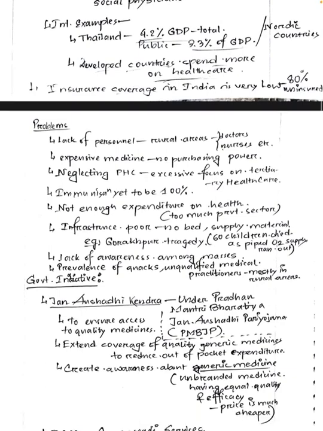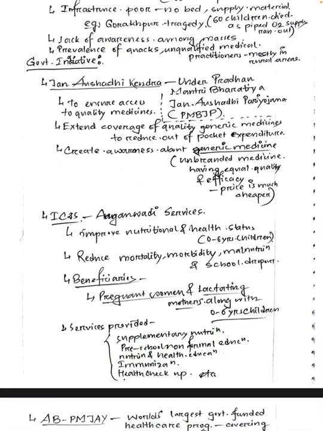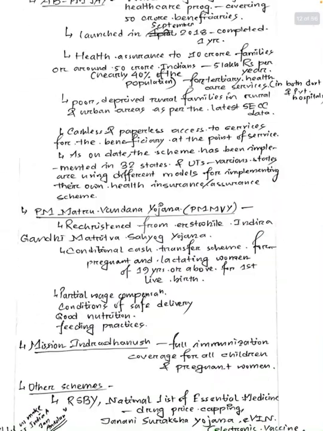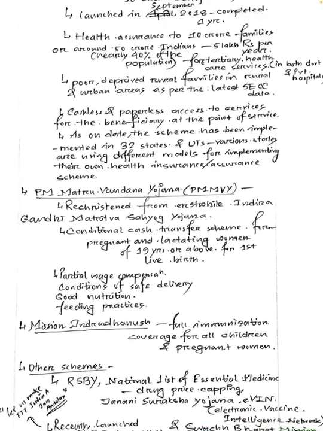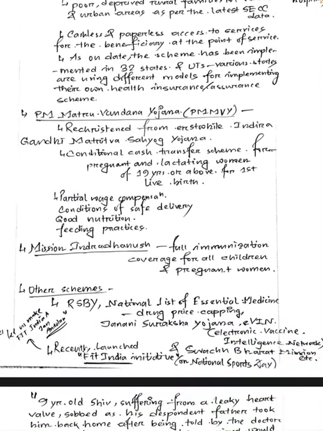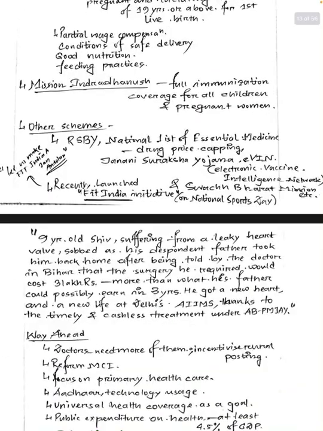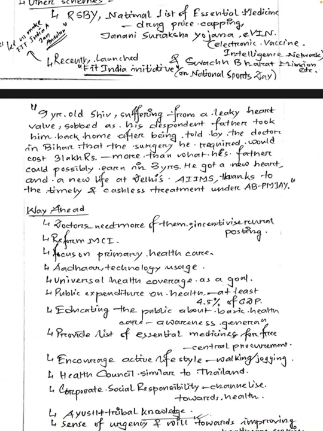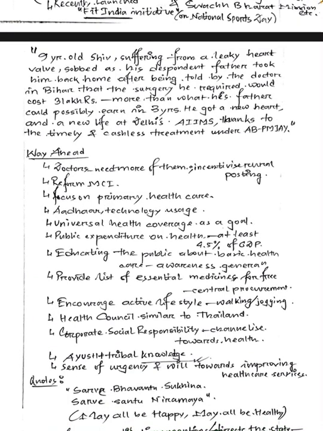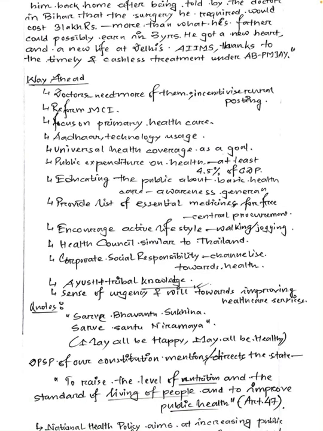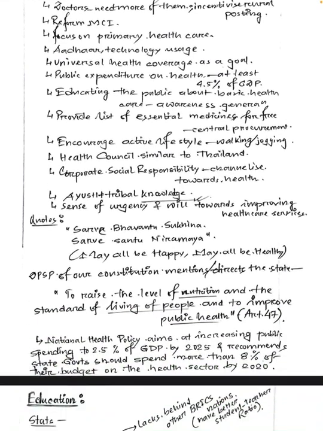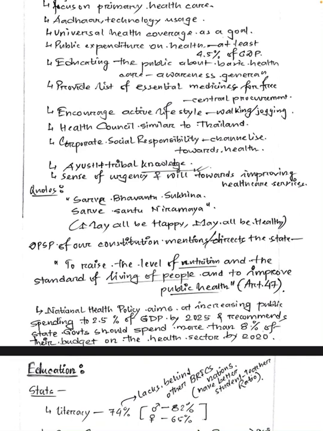What are the problems in the health sector, government initiatives, that is different schemes like PMMBY, Mission Indradhanush, then Ayushman Bharat, and then finally a few things for the way ahead, that is the conclusion portion, and a few quotes also, like Sarve Bhavantu Sukhinah, Sarve Santu Niramayah, may all be happy, may all be healthy. I think it's from the Gita.